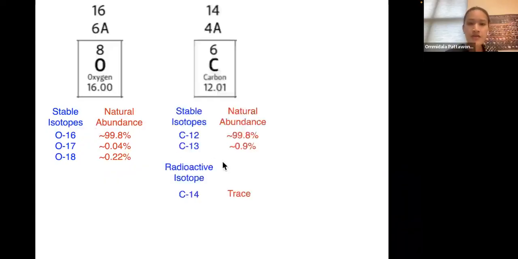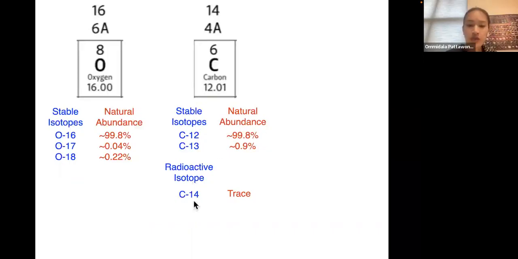Okay, so same thing for carbon as well. Carbon contains 3 isotopes that are found naturally. You probably notice that carbon-12 contributes the most to the carbon sample in nature, 99.8%. So that's why the average atomic mass of carbon comes close to carbon-12, because it contributes most to what is found in nature.